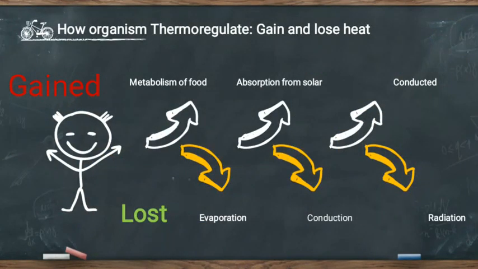And all the mechanisms are intended to regulate heat, and living organisms regulate heat in two ways. They regulate the heat that is gained and the heat that is lost. And heat can be gained by a living organism in two ways. The first way is by metabolism of food. Metabolism refers to a series of reactions. Such reactions can either be catabolic or anabolic.